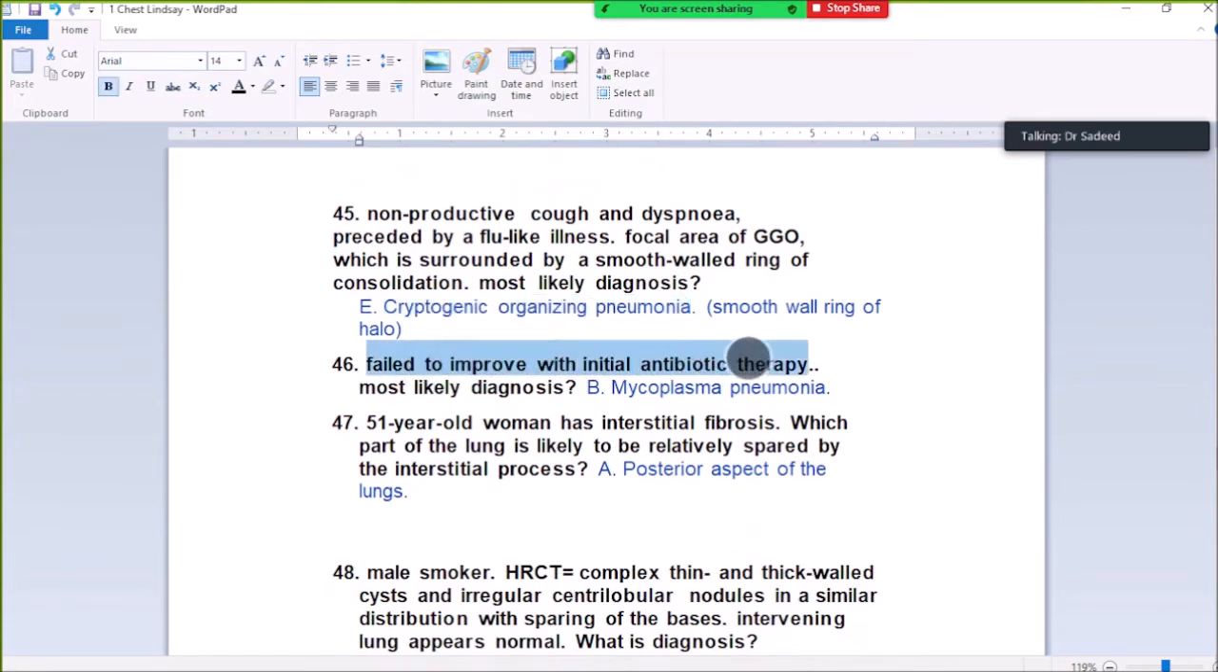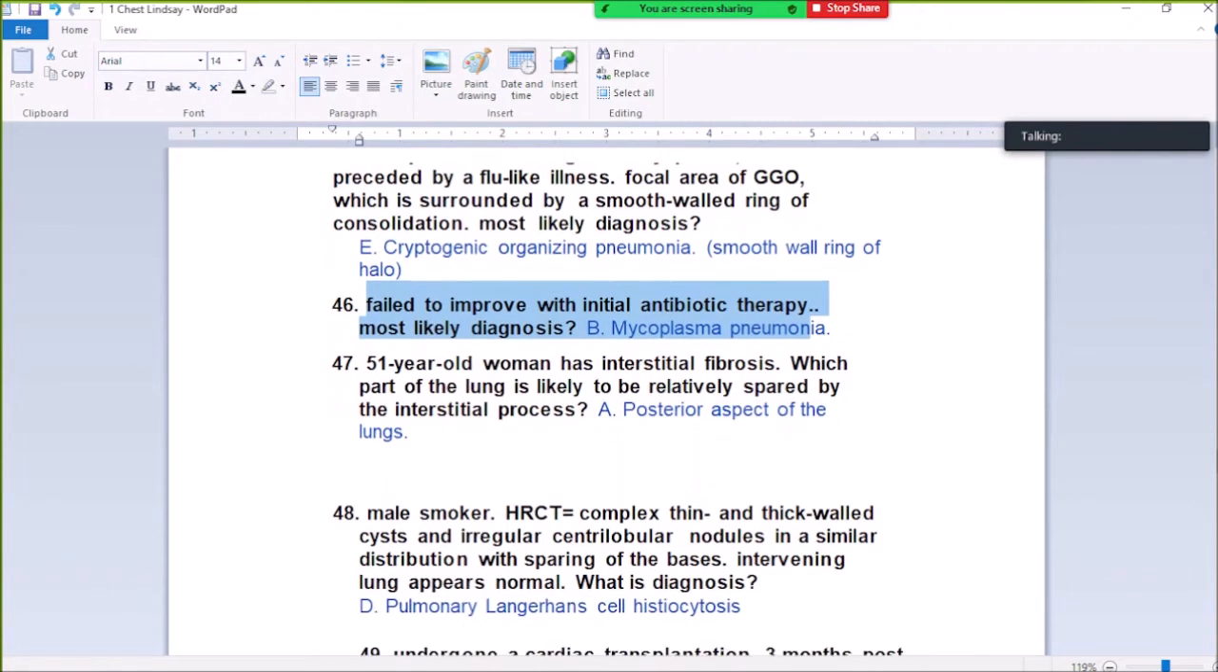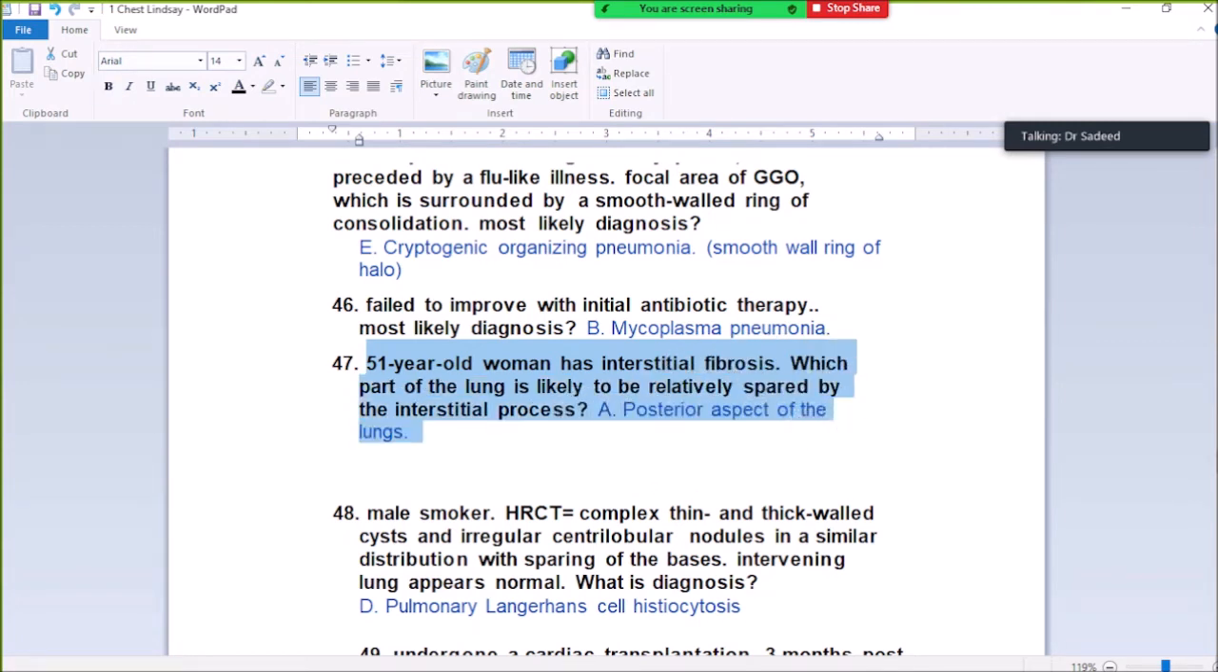Question 46. Failed to improve with initial antibiotic therapy, most likely diagnosis mycoplasma pneumonia. Question 47. 51-year-old woman with interstitial fibrosis. Which part of the lung is likely to be relatively spared by interstitial fibrosis? The posterior aspect of the lung is spared in interstitial fibrosis.